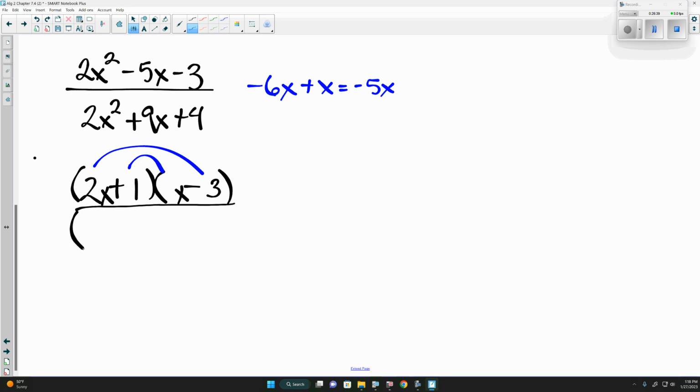Let's see if the denominator will factor. Since the 4 is positive, the signs are the same and match the sign of the middle term. Plus and plus.